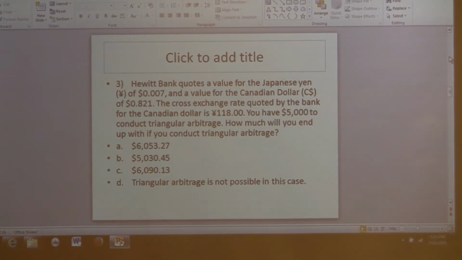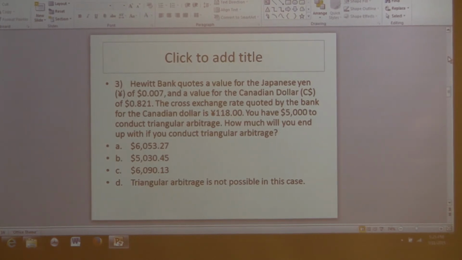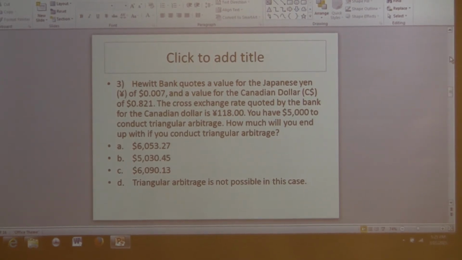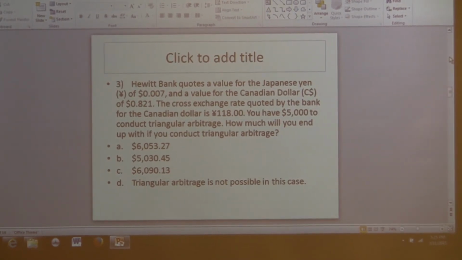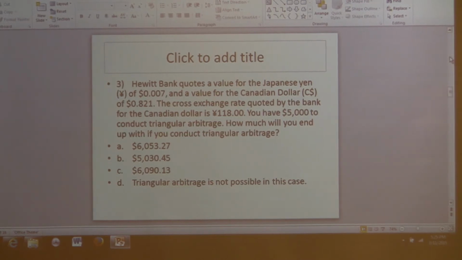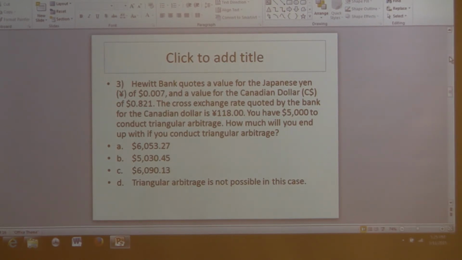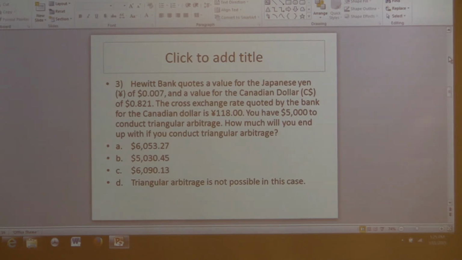I don't know, we can try this. This was like a sample problem for exam. Okay? So Hewitt Bank quotes a value for the Japanese yen of 0.007 and a value for the Canadian dollar of 0.821. Okay? The cross exchange rate quoted by the bank for the Canadian dollar is 118 yen for 1 Canadian dollar. You have $5,000 to conduct triangular arbitrage. How much would you gain? You want to give it a shot? See whether you can do this, and then I can go through that.